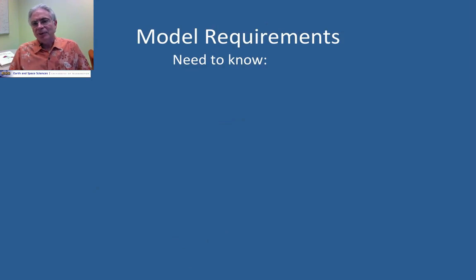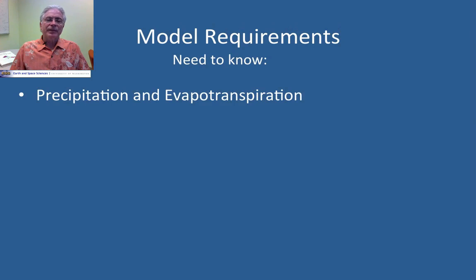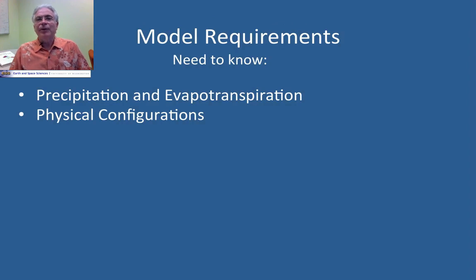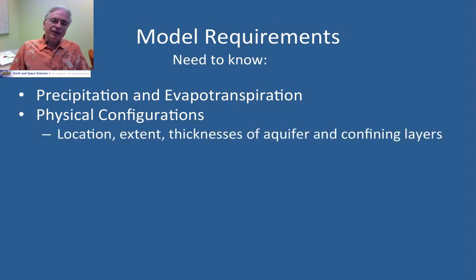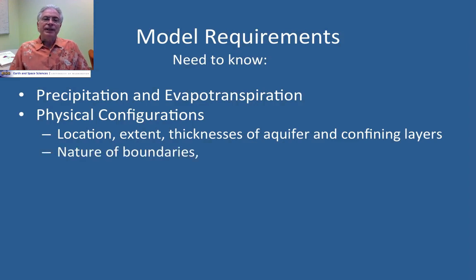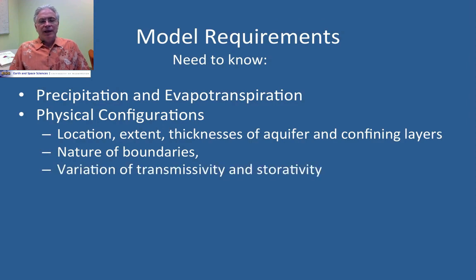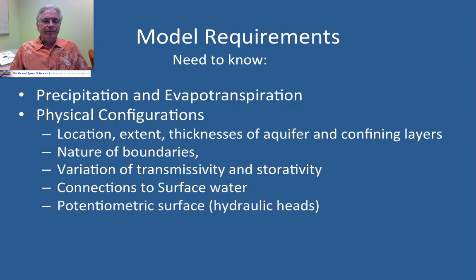So let's consider what is required to make a model. Clearly we have to start with all the inputs and all the outputs of the groundwater system, which means we need to know something about precipitation and evapotranspiration. We also need to know the physical configurations of our system, the location, extent, thicknesses of aquifers, and the same for the confining layers. We need to know the nature of the boundaries, variations of transmissivity and storativity within the aquifers. We need to know the connection of the aquifers to surface water.